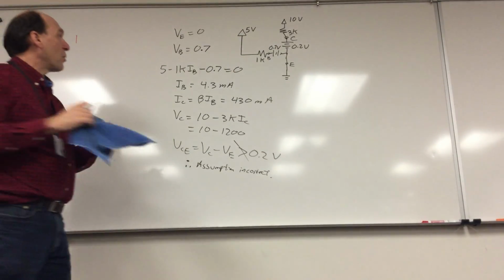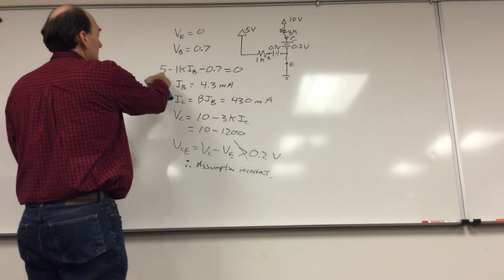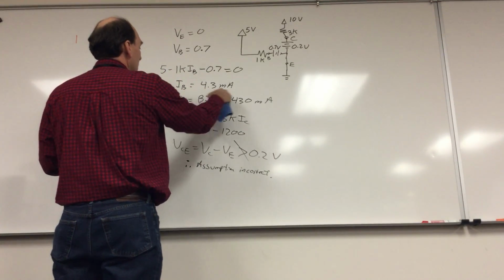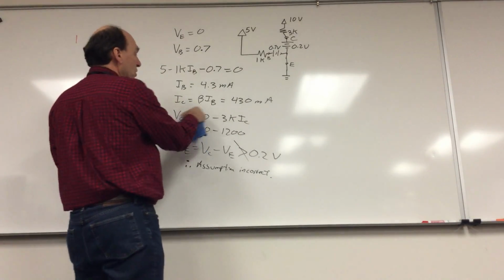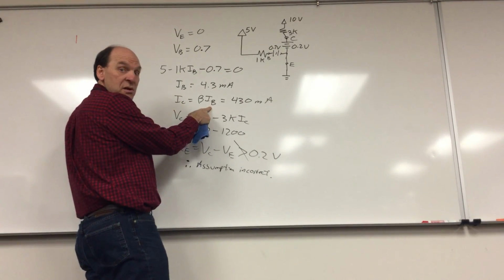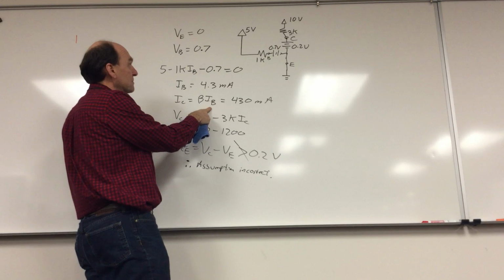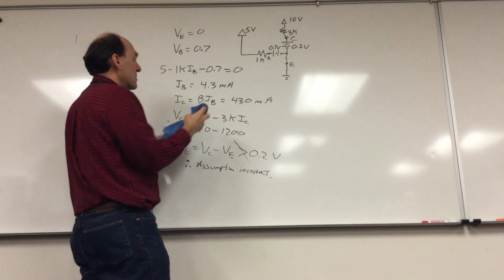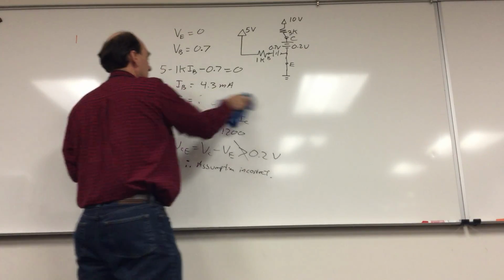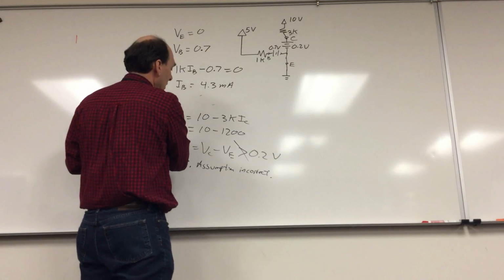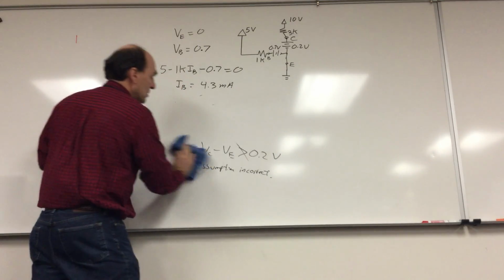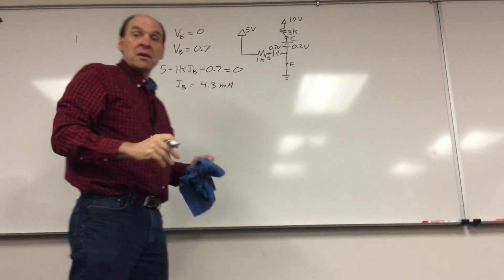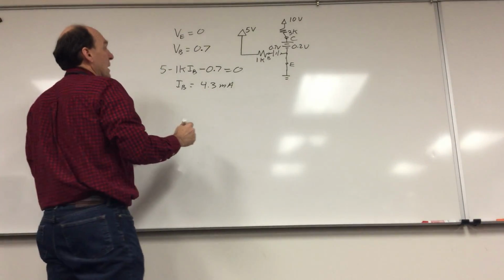So let's figure out what's wrong. This is still okay. This is okay. This is no longer true. This is only true for the active region. Remember, we had that dependent source there. Not true. And anything that relied on that value is incorrect as well. So we'll have to rework our solution from here.